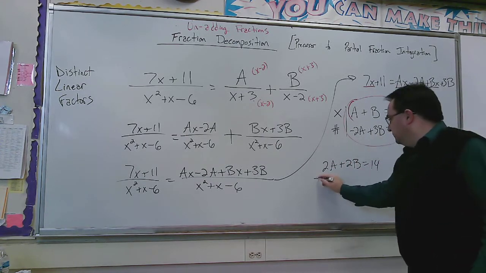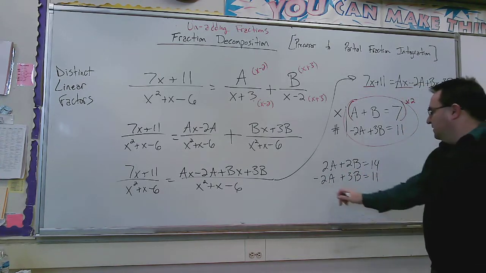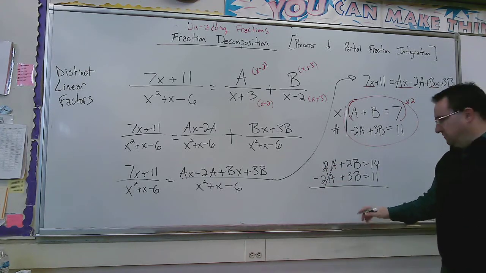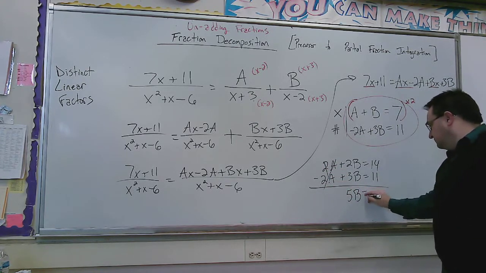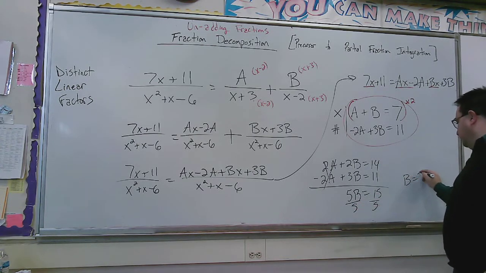And this one I'm just going to recopy. And when I add those column-wise, this drops out. That's why it's called elimination method. And I get b equals 3.